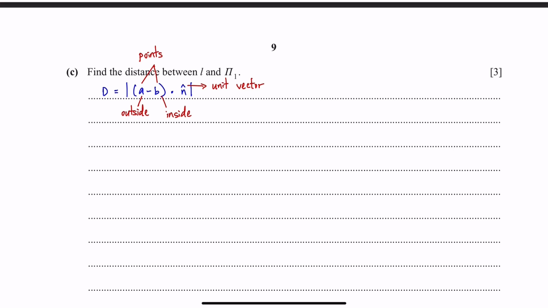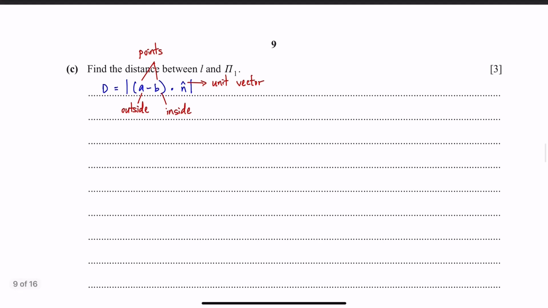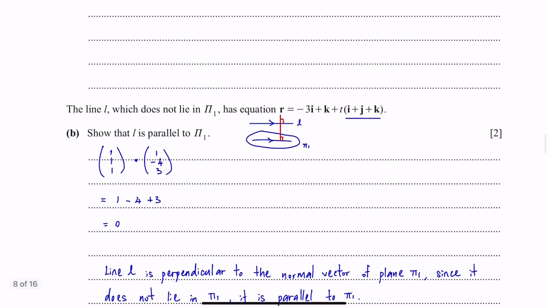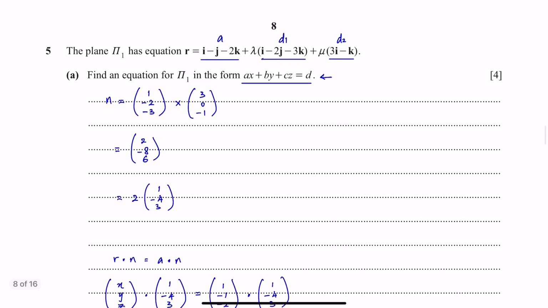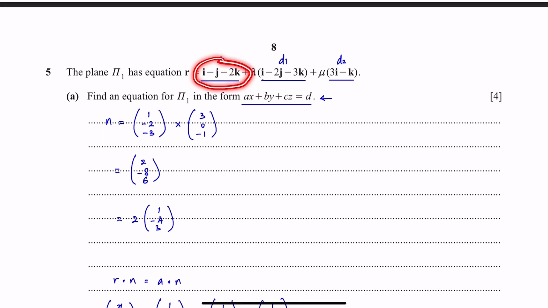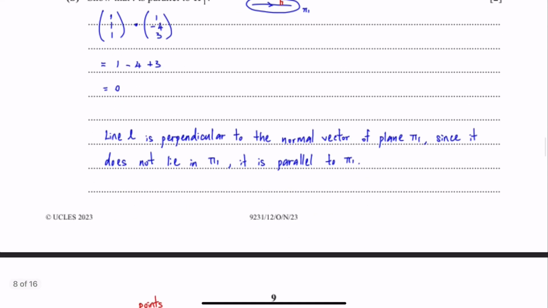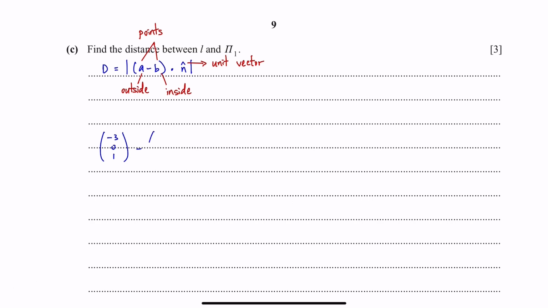So now we need to find a minus b. We know that this is a point on the line that is stated here. This is the point on the line. And for the point in the plane, it's this one. So we already have 2 points. And the answer is (-4, 1, 3).